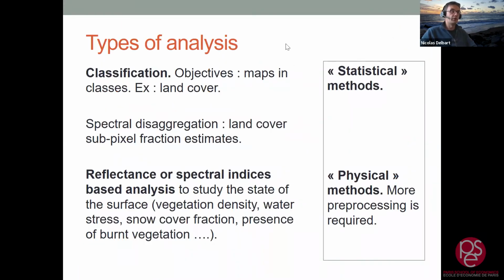So I will talk about different types of analyses, including classification, that I think most of you may know already. Here I note some types of analysis I will not explain in this lecture, which is spectral disaggregation. And then we will talk in a lot more detail about what reflectance is, what the sensor is doing, what the spectral index is, and how it brings other possibilities to study the surface, in terms of dynamics.